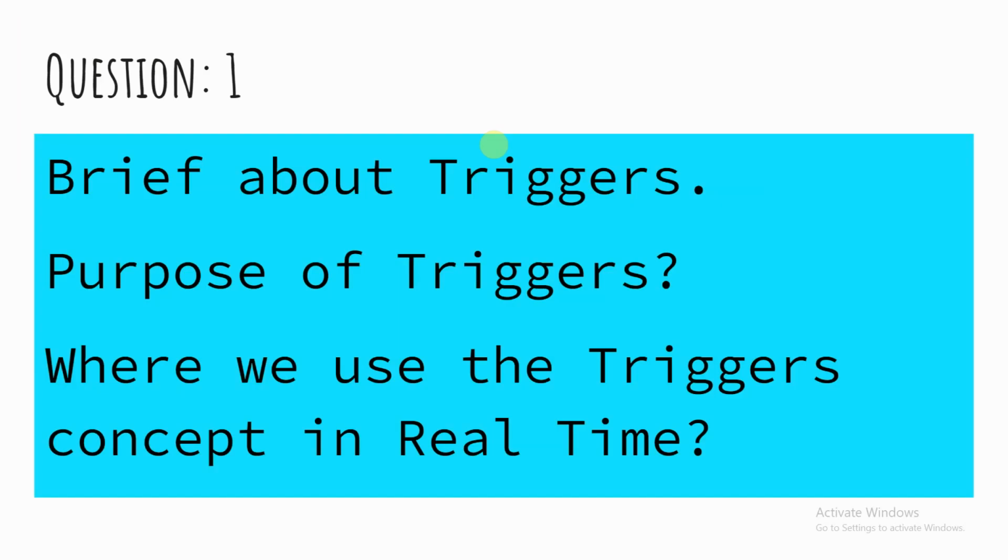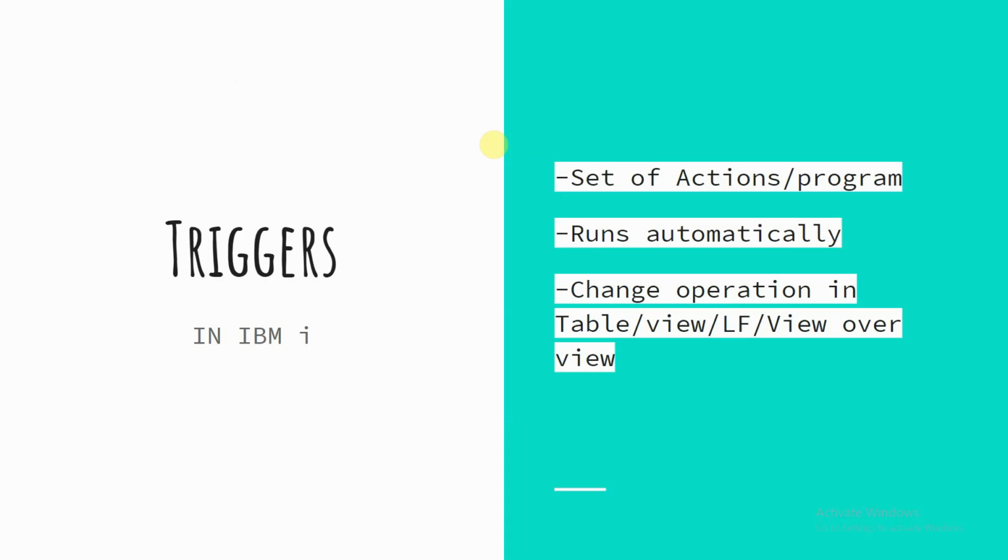So question one is: brief about triggers, the purpose of triggers, and where we use the triggers concept in real time. Triggers in IBM are either a set of actions which you are going to perform, or a written set of programs, which are *PGM objects in IBM.